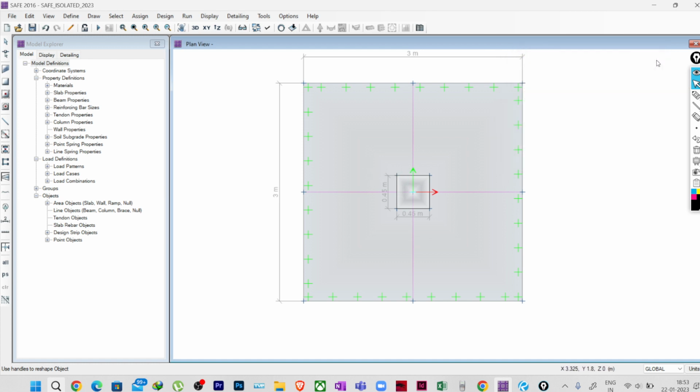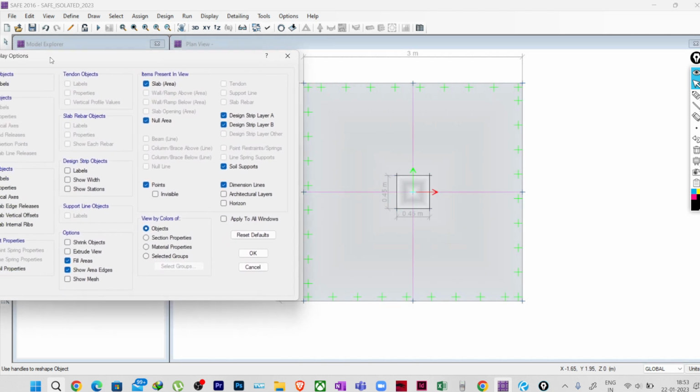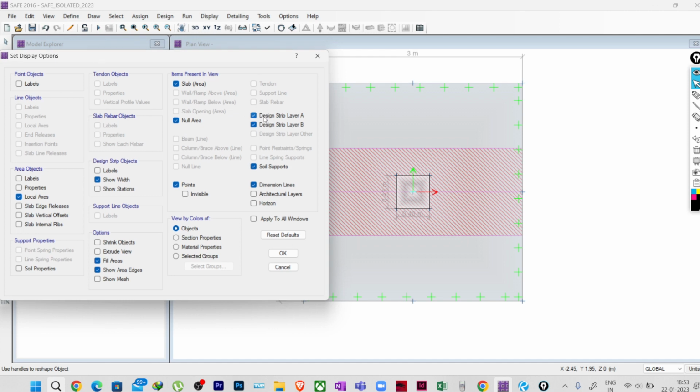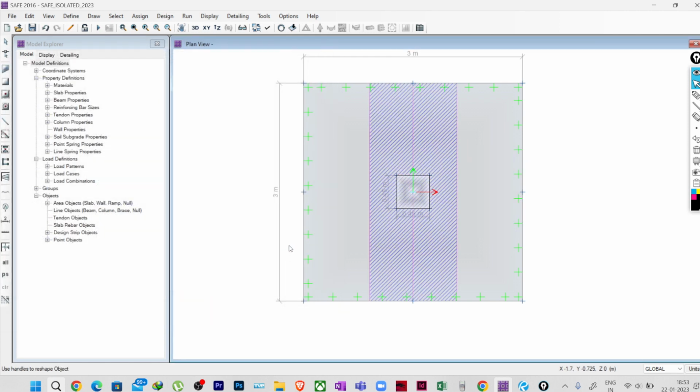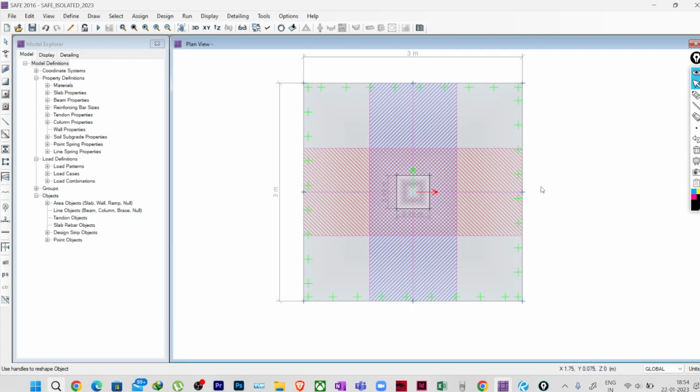Now if you want to see the width of the strips, you can click on this set display options. You can click this show width for design strip layer A, layer B. Suppose I want to see only layer A, so you can see the width for layer A. This width we know is 1200. If you want to see only layer B, you can uncheck this and check the layer B. And if you want to see both, you click on both and click on OK. So you can see the strips of 1200 total width we have defined.